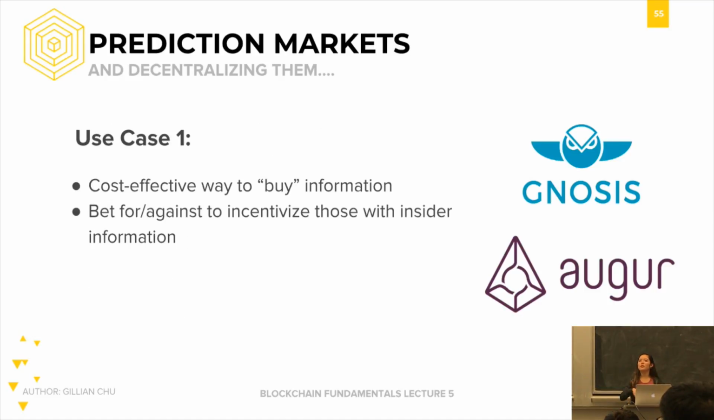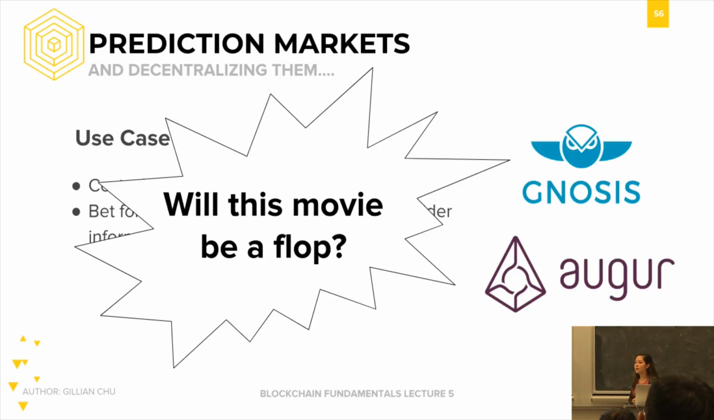So some implications of this use case. For example, you could buy information such as, will this movie be a flop? Let's say I'm doing marketing for the next Marvel movie, and I want to gauge what the public feels about it. So I put it on a prediction market, and people can put money into whether or not they think it's a good thing. Based on whether or not the movie is a flop, people will then earn money. So basically, I'm paying for market information, which is a good use case.